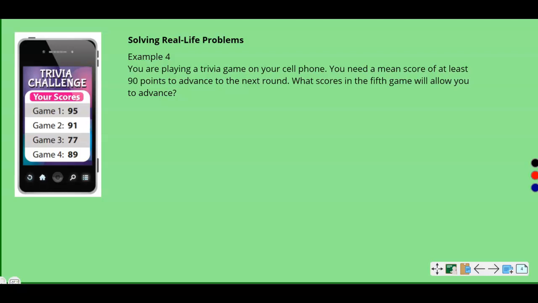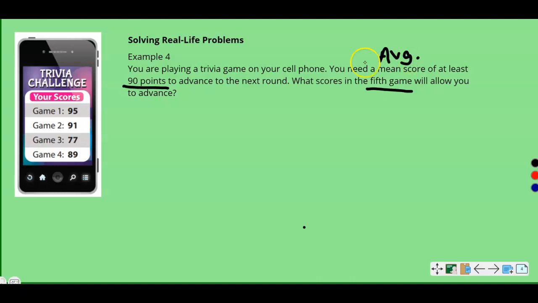You're playing a trivia game on your cell phone. You need a mean score of at least 90 points to advance to the next round. What score in the 5th game will allow you to advance? And we want a mean score of at least 90. Remember, mean is the same thing as average.